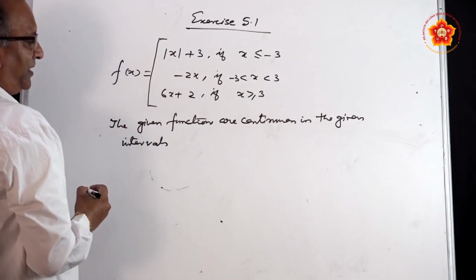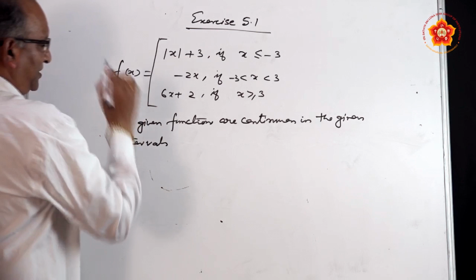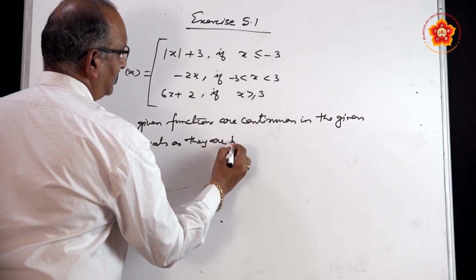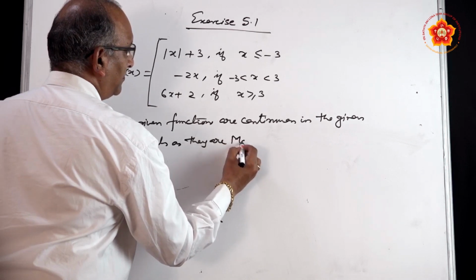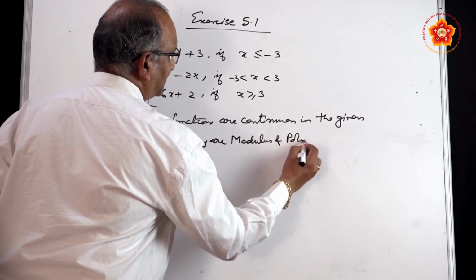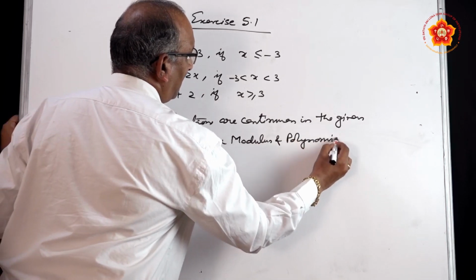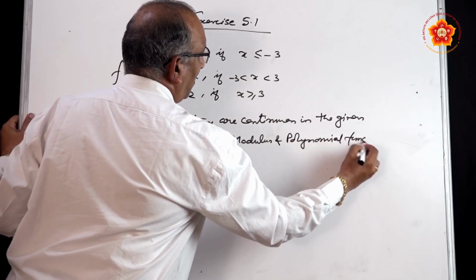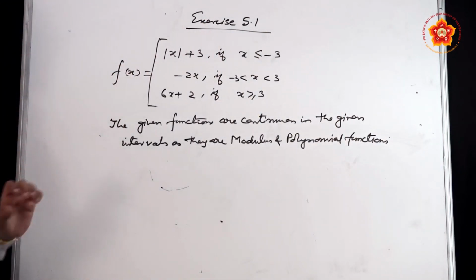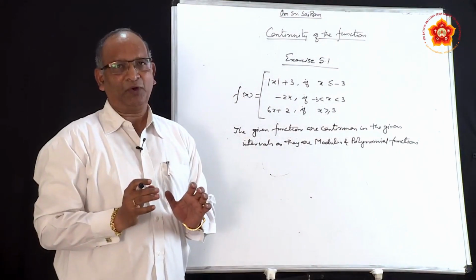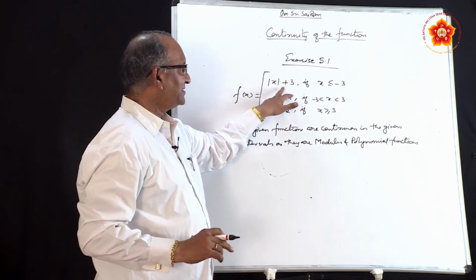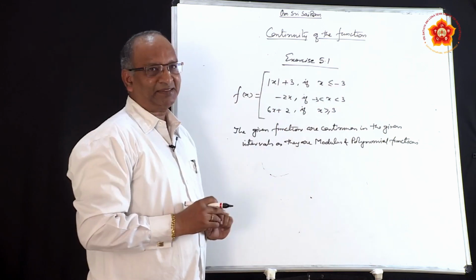Why are they continuous? Mention that they are modulus and polynomial functions. So we don't need to check at any other point. We need to check only at the points where the interval is changing. So where the interval is changing, he says this is the function if it is less than minus 3.